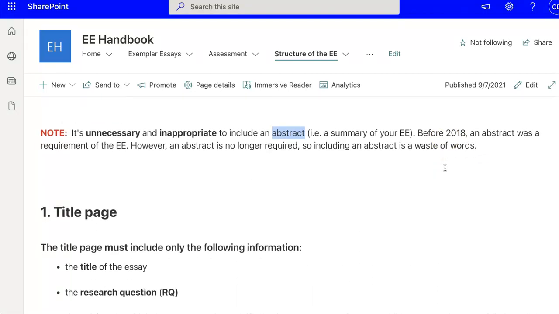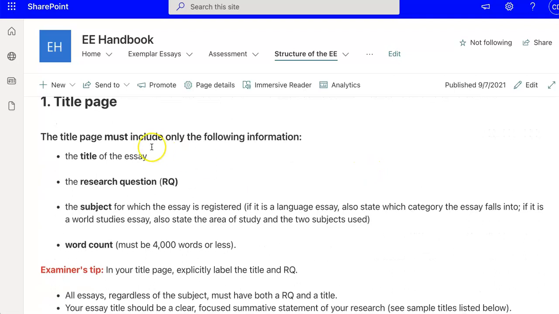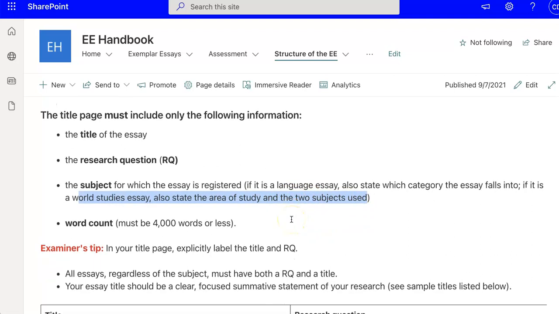Okay, let's look at the title page. So the title page should have the title of the essay, okay, which is a short summative statement of what the essay is about, your research question, and then the subject for which the essay is registered. Now, very importantly, if you're doing an essay, for example, an English language and literature essay, you must state the category the essay is registered for. And if it's a world studies essay, you should write down the area of study and the 2 subjects used. That's very, very important.